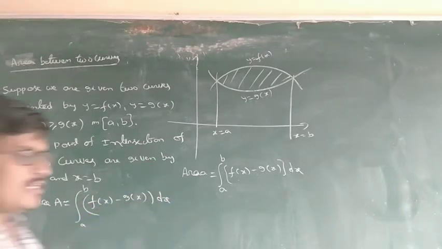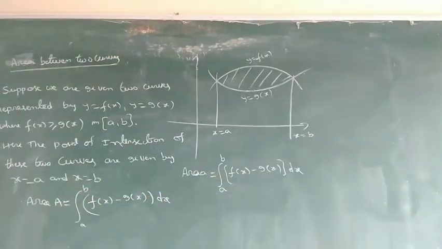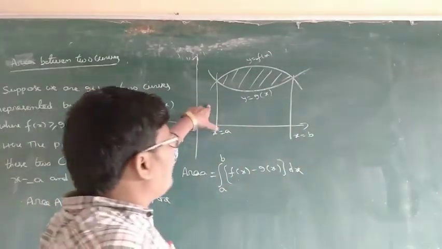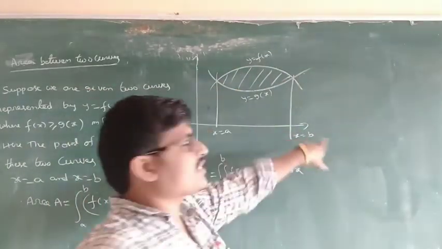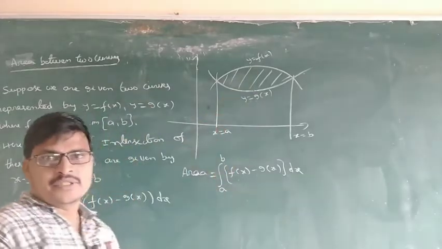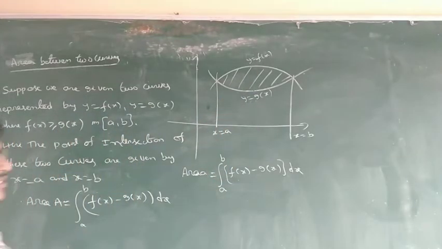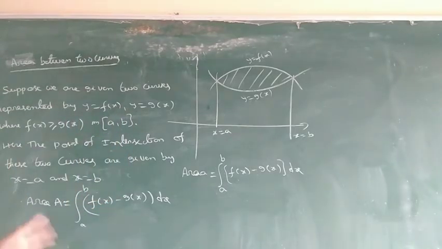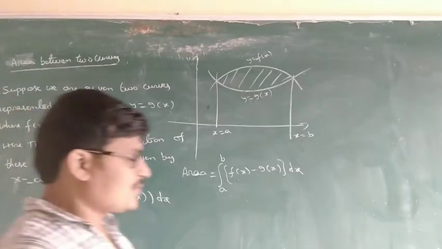So this is the matter of area between the two curves: starting by intersecting at point A and ending by intersecting the two curves at x is equal to b. In between there is no intersection, this type. Another type is also there, but in the syllabus it is only up to this. Okay, this is the next one, area between the two curves.